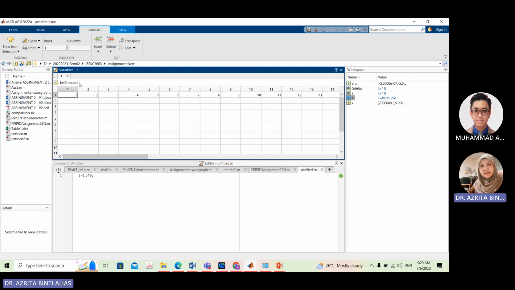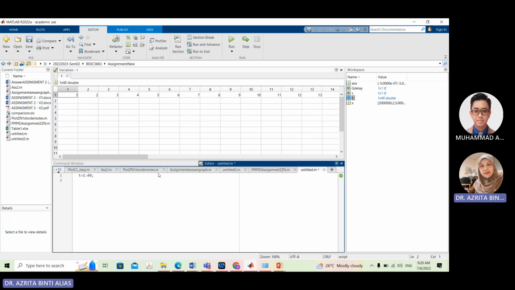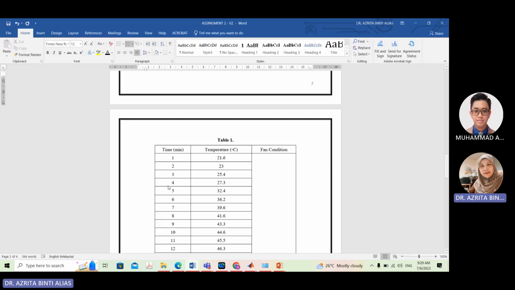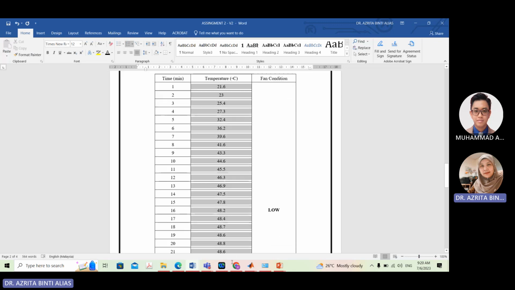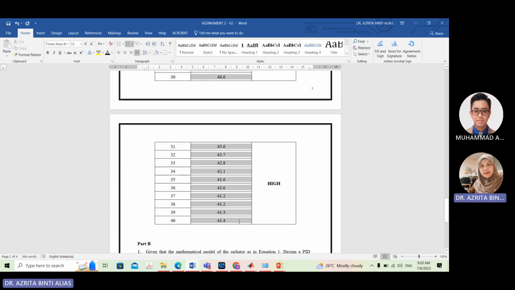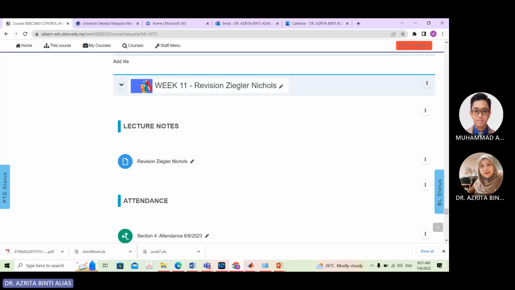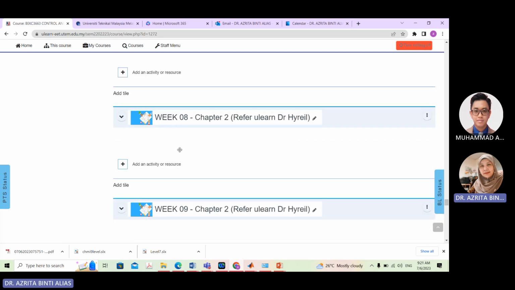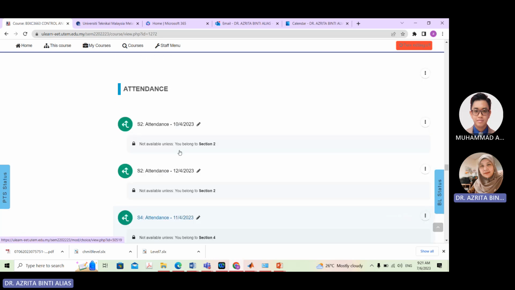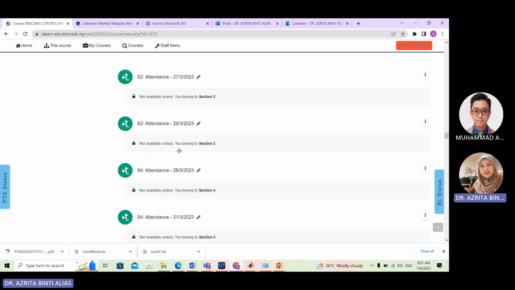Okay, so next we need to declare the temperature data. From the questions, the temperature data is from here until here. I'm not sure whether you can copy and paste this data, but I also give you the data in an Excel file. So there is an Excel file, look. You can use this data in the Excel file.